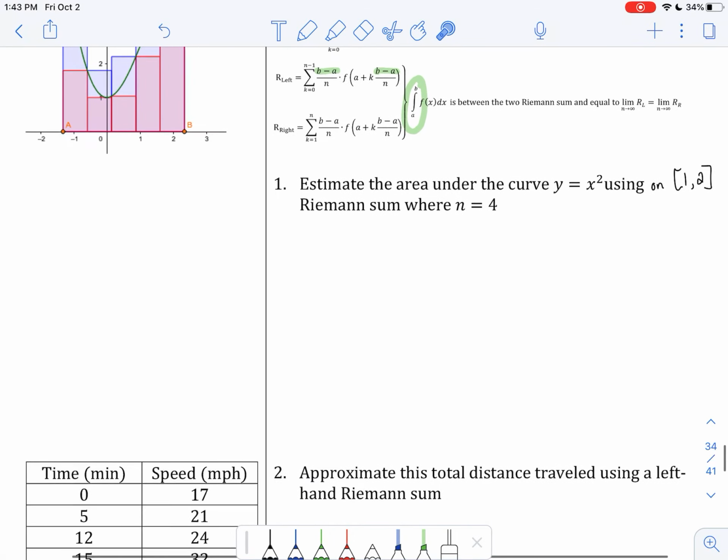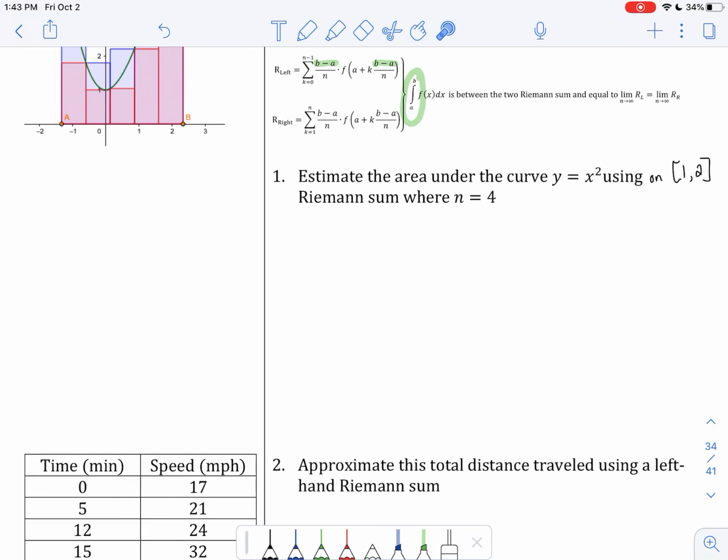Now, using Riemann sums, you estimate the area under the curve from 1 to 2 using a left Riemann sum where n equals 4. So the first thing that I'm going to do is calculate my b minus a over n. So that's the width of the rectangle. And that's going to be, in this case, 2 minus 1 over 4, or 1/4.